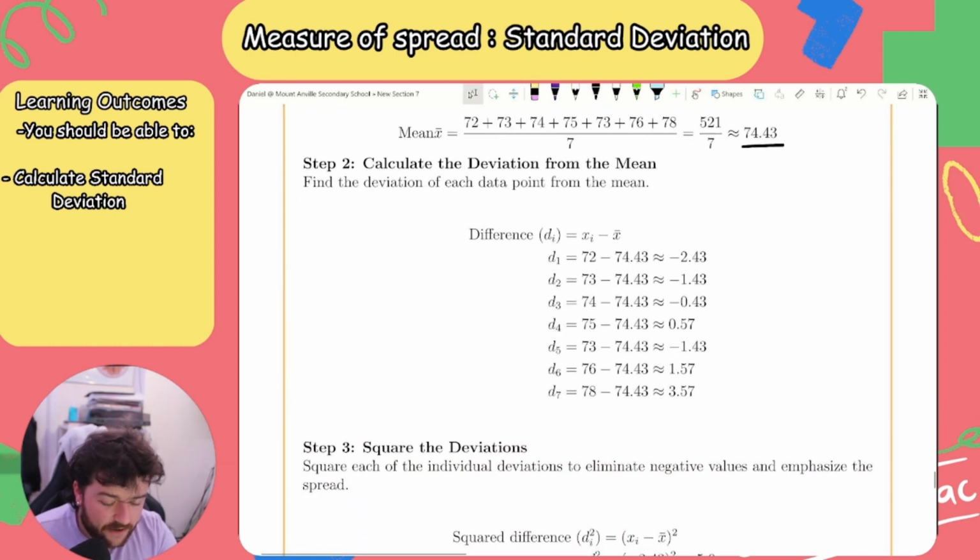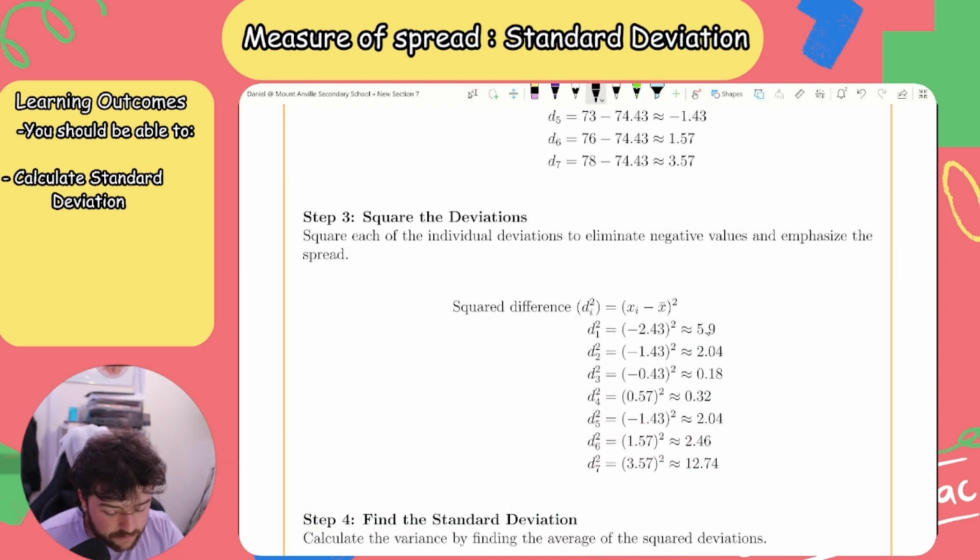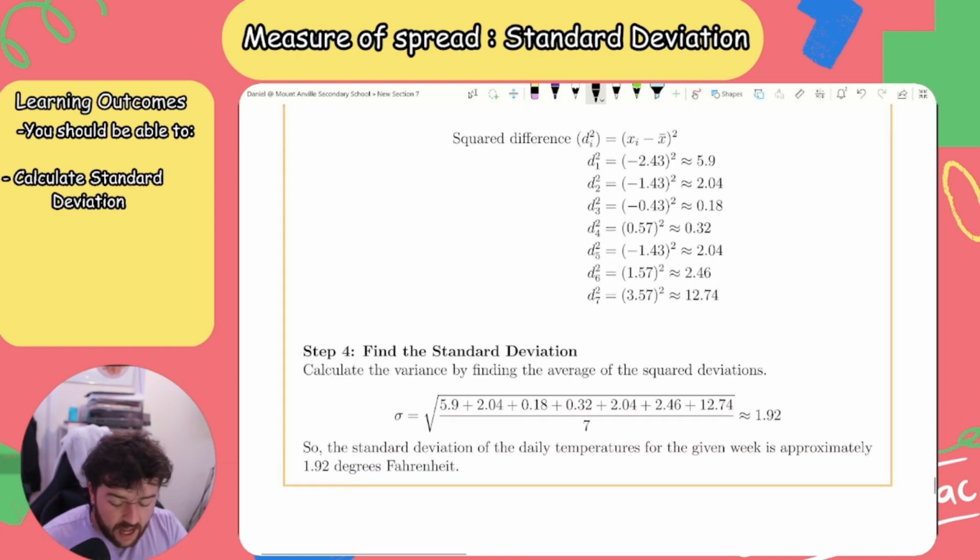Next step, I find the difference from the mean. My first point was 72, so 72 minus 74.43 is minus 2.43. 73 minus 74.43 is minus 1.43, etc. I do this for all my data points. I then square all of them. So I get 5.9, 2.04, 0.18, 0.32, 2.48, 2.46, 12.74. Then for the standard deviation, I sum them all up, divide by 7 and square root it, and I get 1.92.